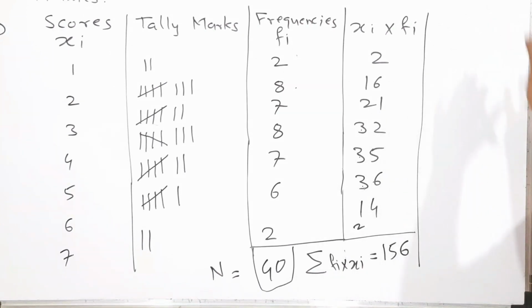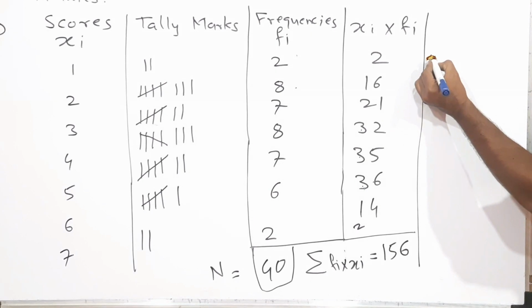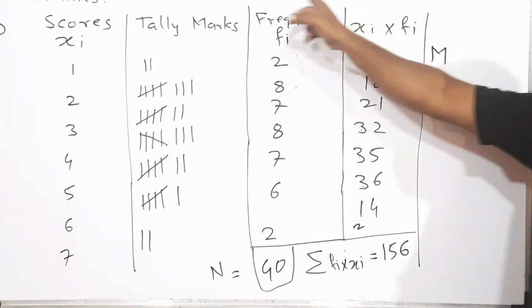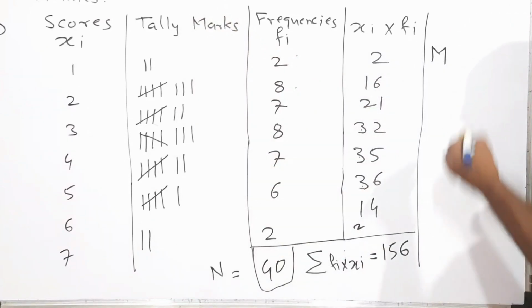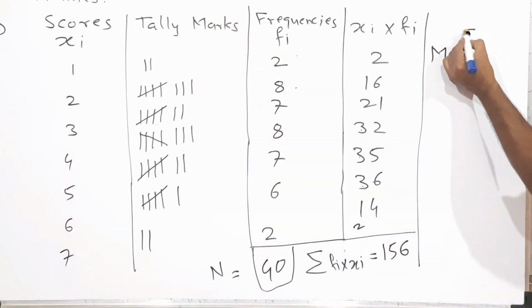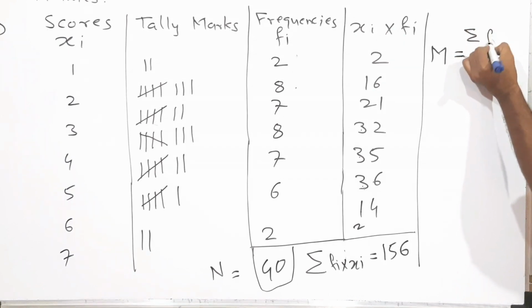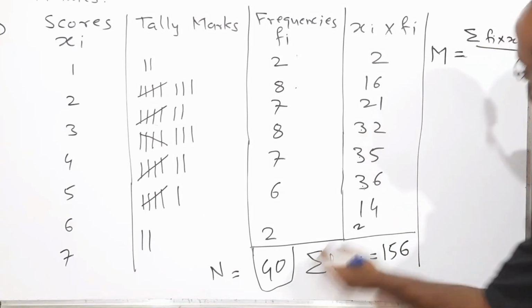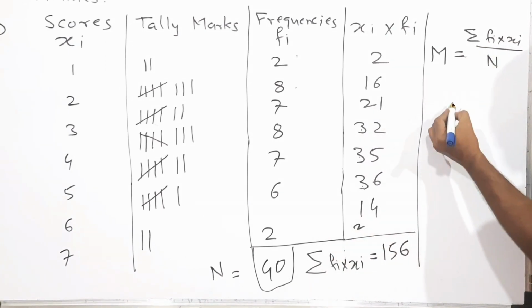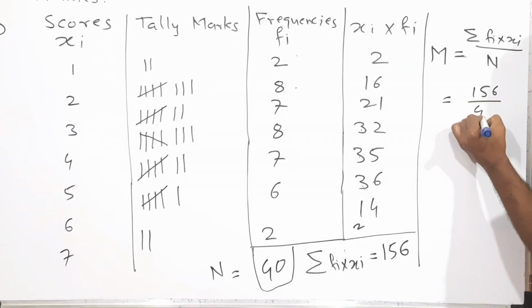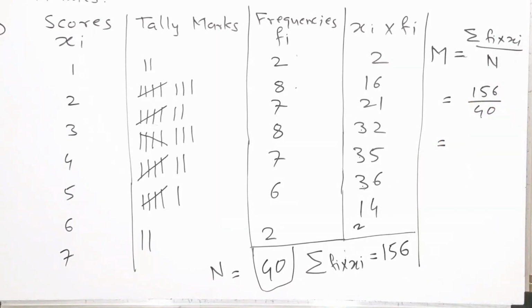Based on this we have to find out the average. For average there is a letter. We can represent average or mean with capital M. So capital M is equal to the summation of fi into xi divided by total score, which is equal to n. So that is equal to 156 upon 40, right?